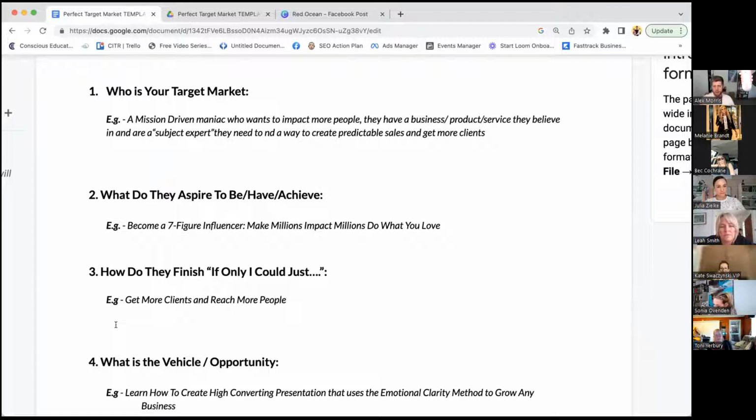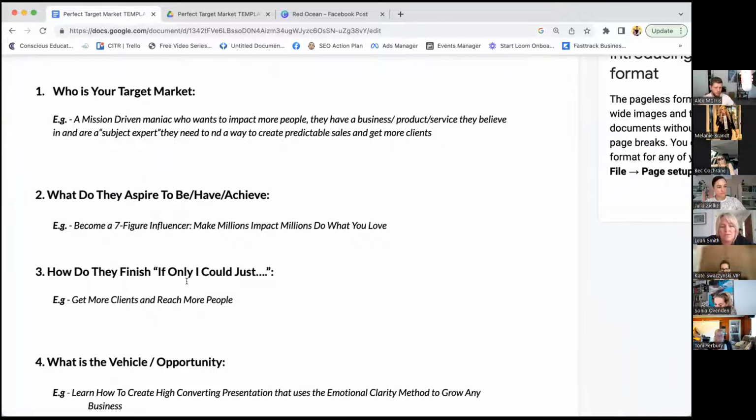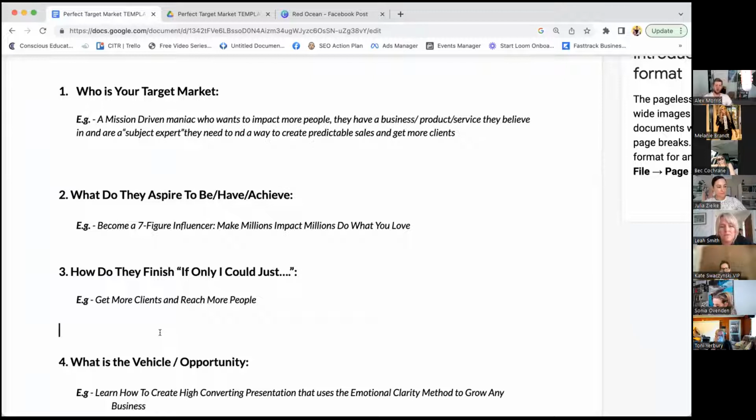This is a really good sentence. This one is really, really important. How do they finish the sentence? If only I could just... For example, find enough time or make the time to find my soulmate around my busy schedule. Or, if only I could just have an endless stream of qualified clients walking through my door. If only I could just have more people buy my t-shirts online, sell an extra 1,000 t-shirts a month, that sort of thing.